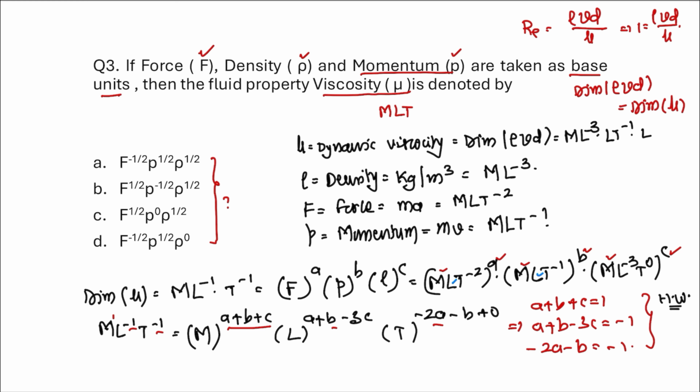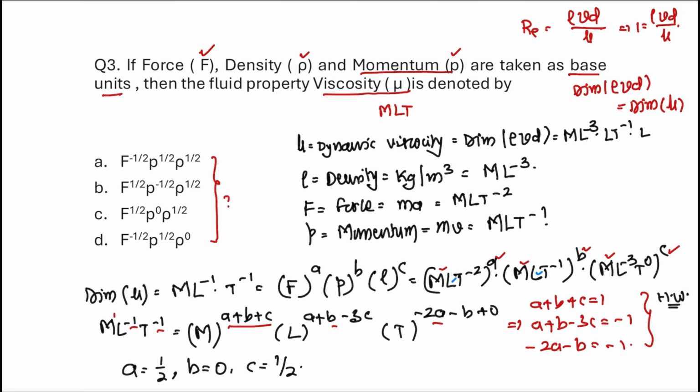Now the problem is solved. A plus B plus C is equal to 1, A plus B minus 3C is equal to minus 1, minus 2A minus B is equal to minus 1. From this we get the answer as A is equal to half, B is equal to 0 and C is equal to half. From this, F to the power of A, P to the power of B into rho to the power of C is equal to F to the power of half, P to the power of 0 and rho to the power of half. This is the answer.